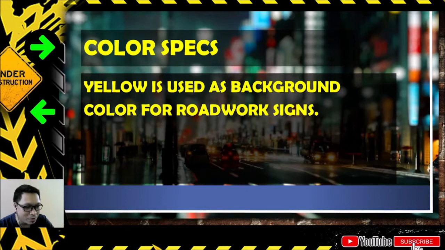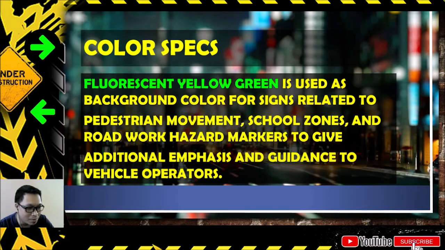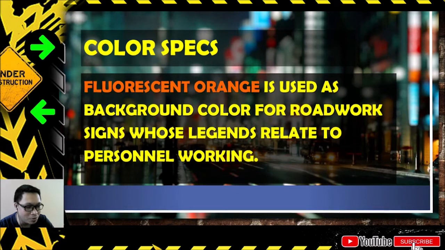So next is the yellow, used as a background color for roadwork signs. Then white is for background color for most signs, and legends for some colored backgrounds. Next we have fluorescent yellow-green, used as background color for signs related to pedestrian movement, school zones, and roadwork hazard markers to give additional emphasis and guidance to vehicle operators.